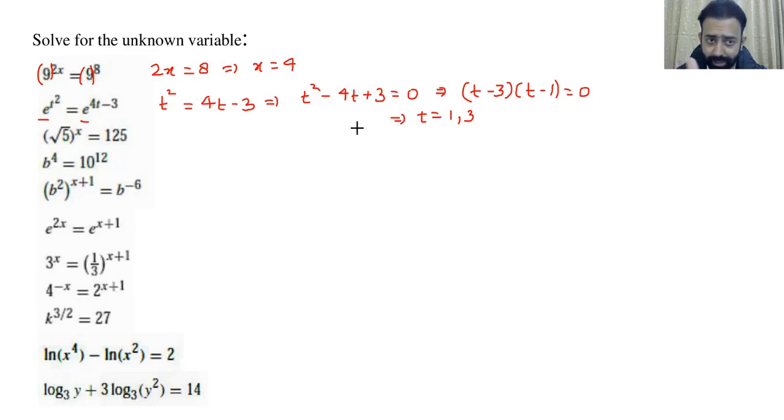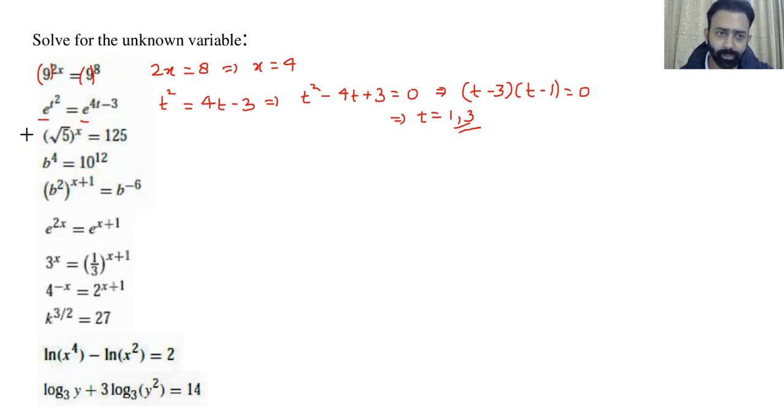So if we verify this with t equal to 1 and 3, when we put t as 1, LHS becomes e, and RHS also becomes 4 minus 3 as 1, so e. Similarly, for 3, LHS becomes e raised to power 9, and RHS also becomes e raised to power 9. So both the solutions are applicable and will be accepted.